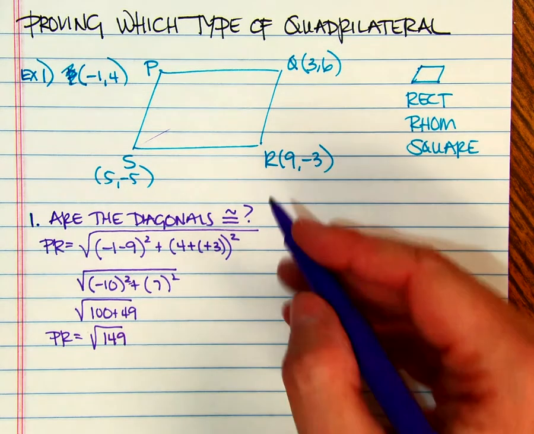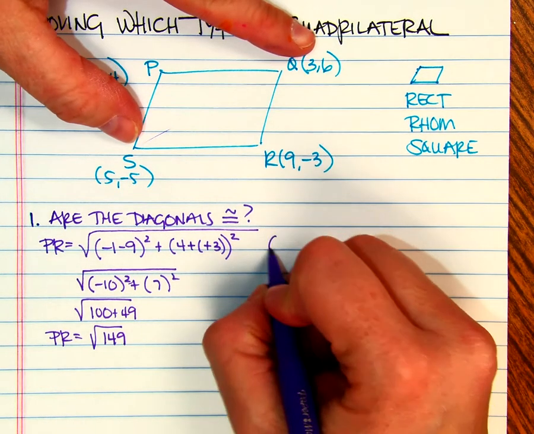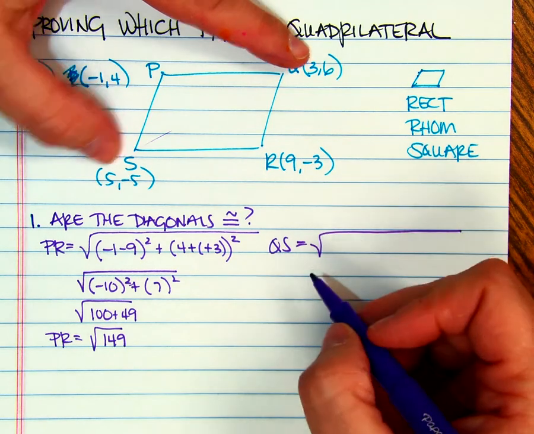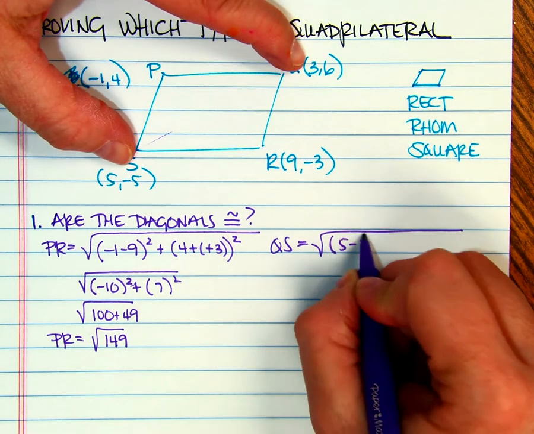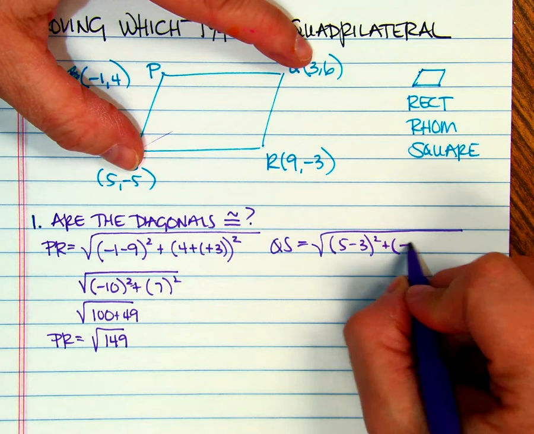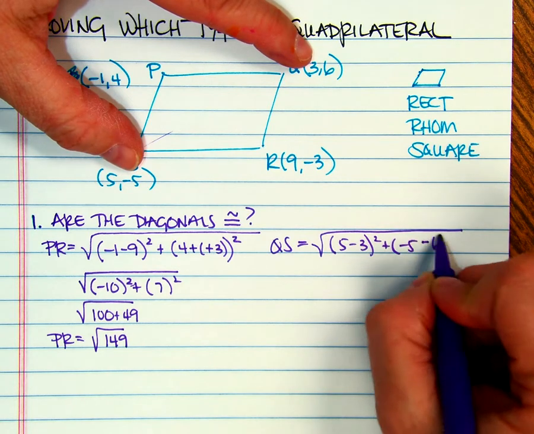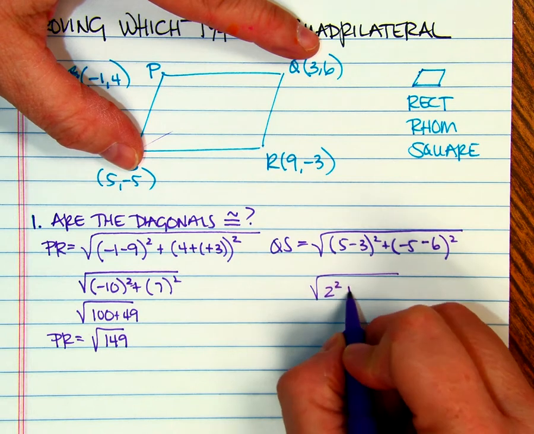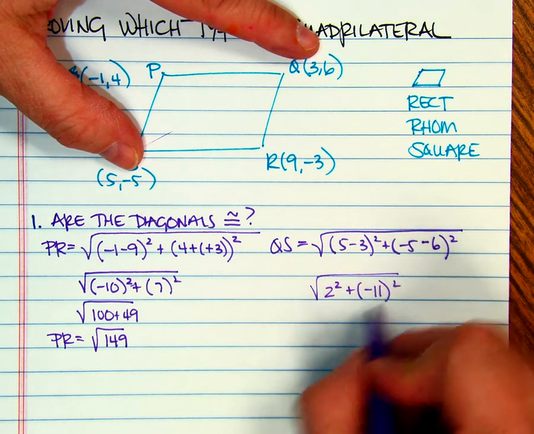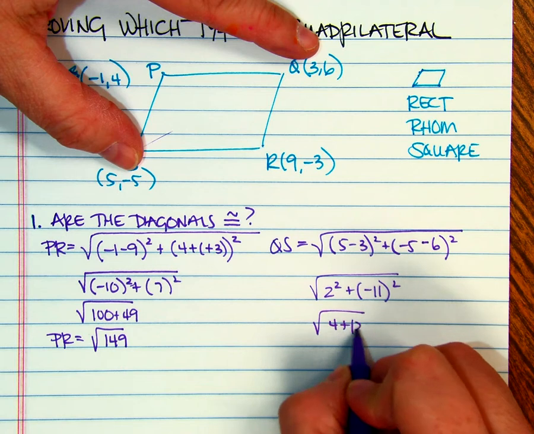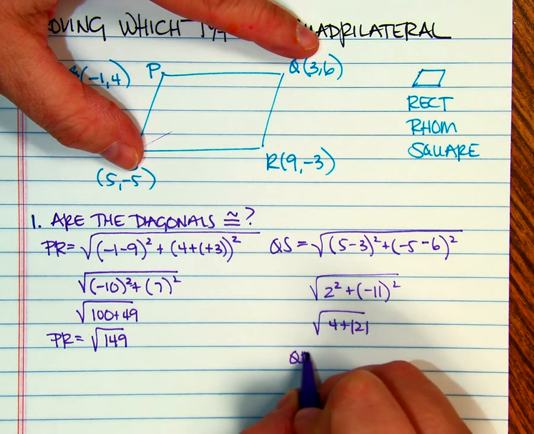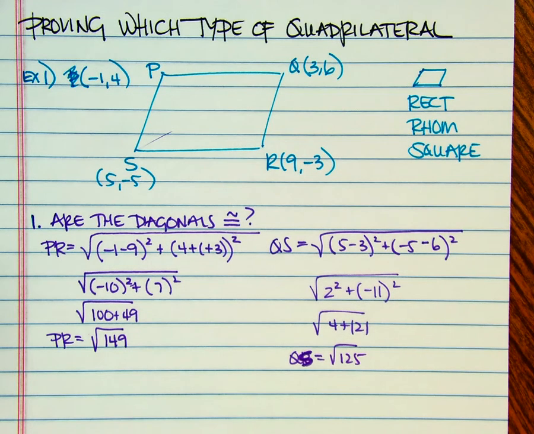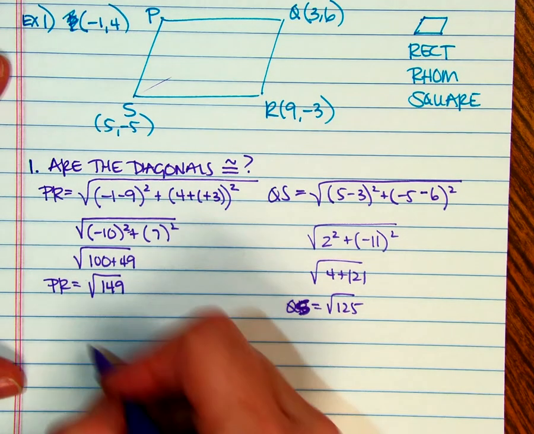I'm going to do now the other diagonal, which is QS. So I have the square root of (5 minus 3) squared plus (-5 minus 6) squared, which gives me 2 squared plus (-11) squared. So 4 plus 121. So I get QS to equal the square root of 125. Okay, so the diagonals are not congruent. So I can say diagonals are not congruent.